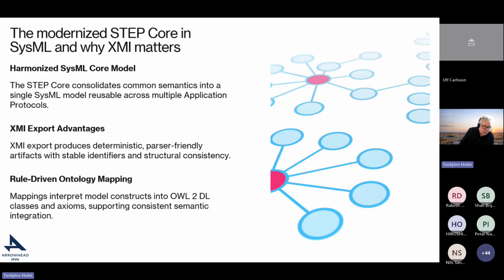The mappings interpret model constructs into OWL 2 DL classes and axioms, supporting consistent semantic integration. There were a few things that we needed to change a little bit in the mapping. It exists in the STEP standard how to go from XMI to XML schema, and we used that as a starting point, and we tweaked it a little bit. So instead of creating XSD, it creates OWL 2 DL, and that was successful.